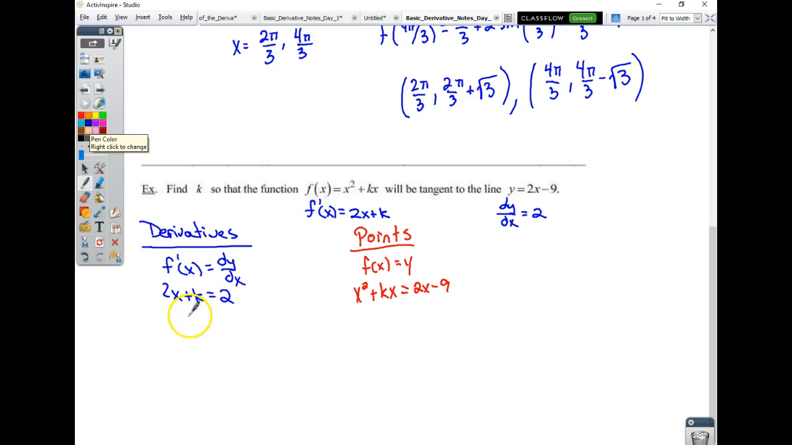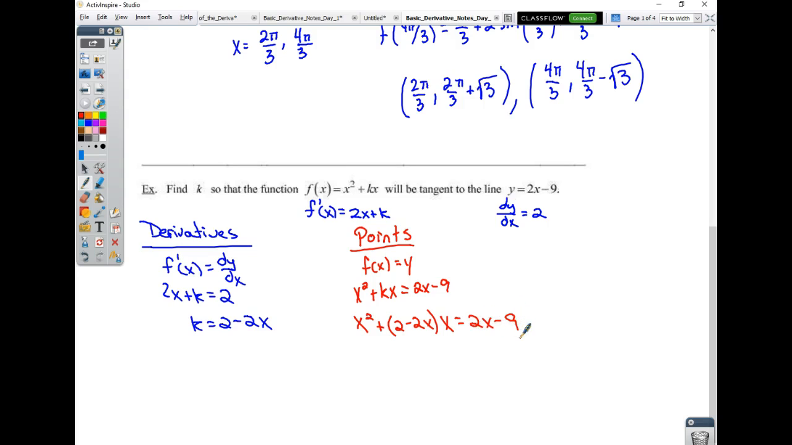Okay, we'll solve for k. So k is what? 2x, or sorry, 2 minus 2x. Right? Which means over here, what can I do? I can substitute that in. So this is going to get really gross really fast. x squared plus 2 minus 2x times x equals 2x minus 9.